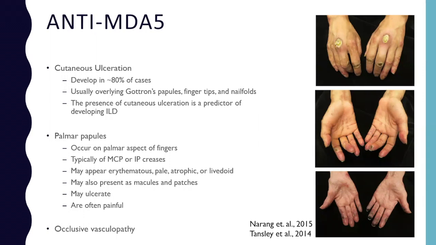So these are some pictures of that cutaneous ulceration, so ulcers in the skin. It can be, as you can see here, in the fingertips or overlying some of the Gottron's papules of the hands, or it can be on the elbows or knees, more common in this patient population. And it's a predictor of patients developing lung disease, especially in adult groups.